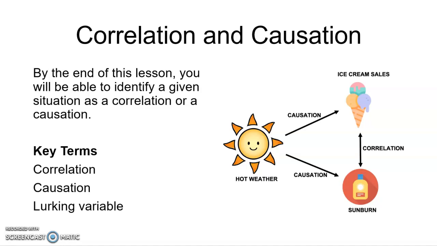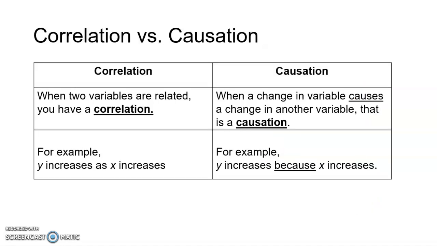So in this video, we're going to talk about how to identify a given situation as a correlation or a causation. Correlation happens when two variables are related. For example, if we say that y increases as x increases, that is considered a correlation. A causation happens when one variable causes a change in another variable. For example, if y increases because x increases, that is considered a causation.